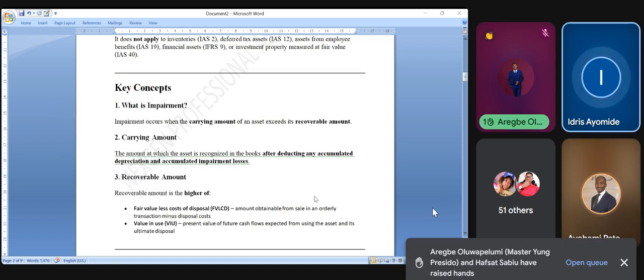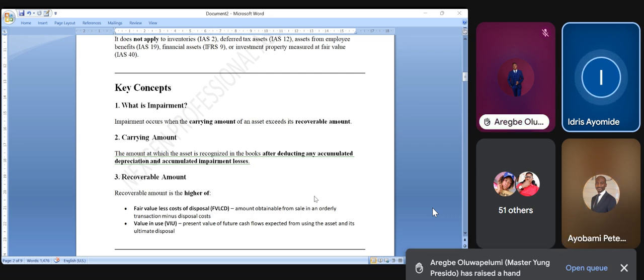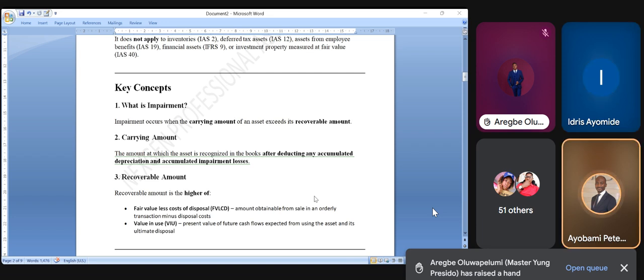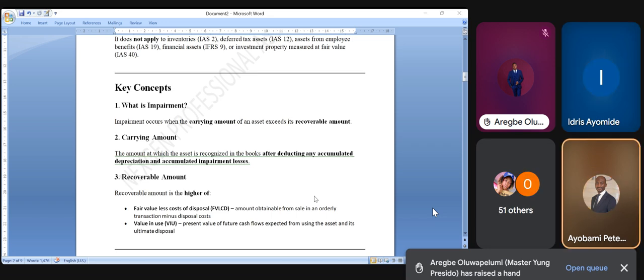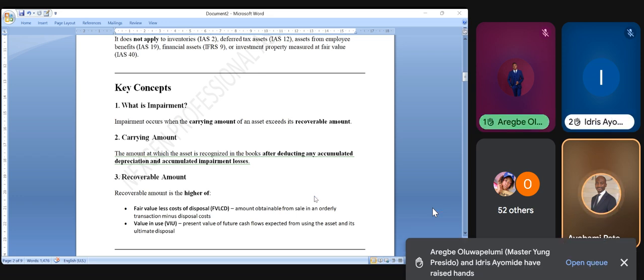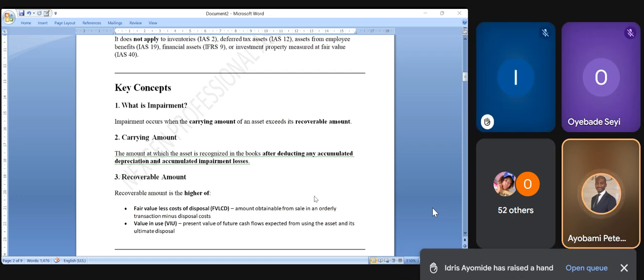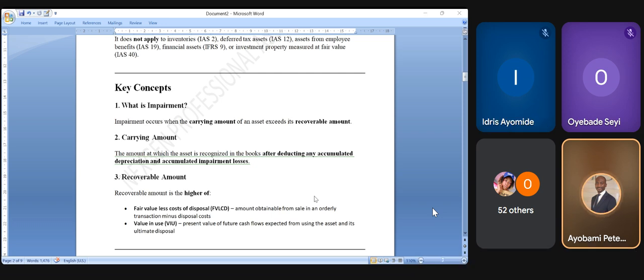Because you said the recoverable value is the higher between the value in use and the fair value less cost of disposal. Thank you so much. So, whichever is higher between the said two becomes it. You are right. So it is the higher of the two that becomes your recoverable value. Please, you can mute your mic. You can bring down your hands also. Thank you so much. So that is that for that.